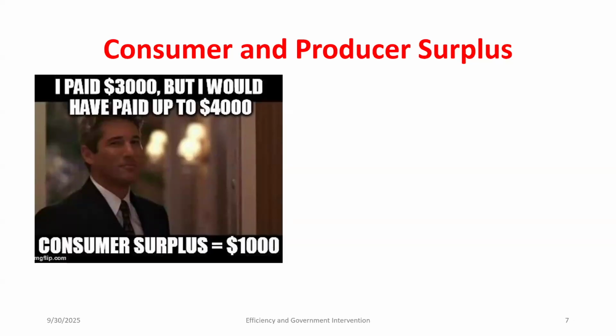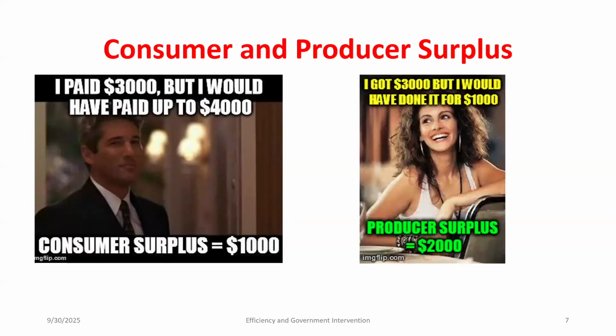And then for producers, they receive a certain amount of money, but they would have been willing to accept whatever their cost was, all the way down that marginal cost curve. So the price that they received was above that point on their supply curve, so they actually got more money than they would have taken, a lot less.